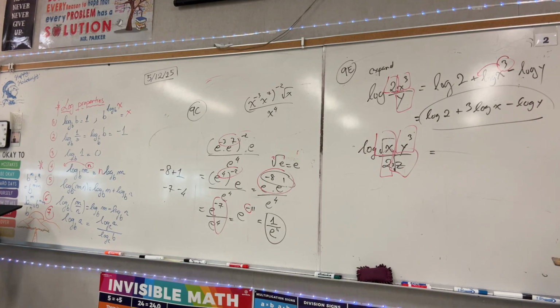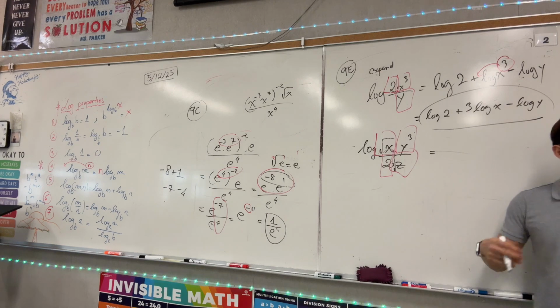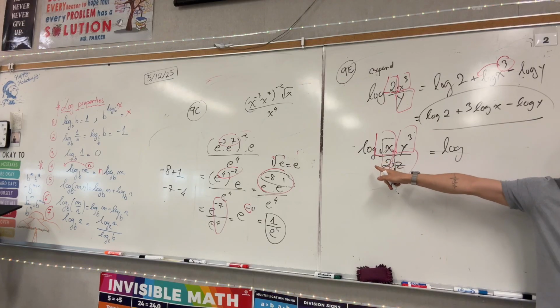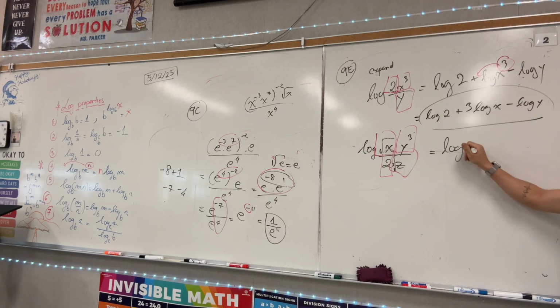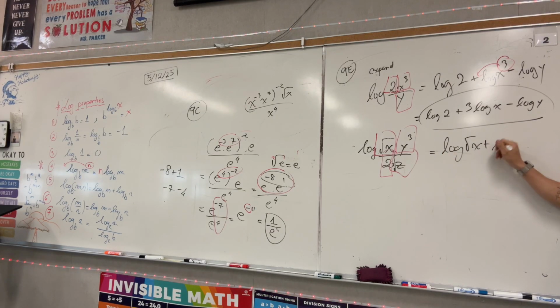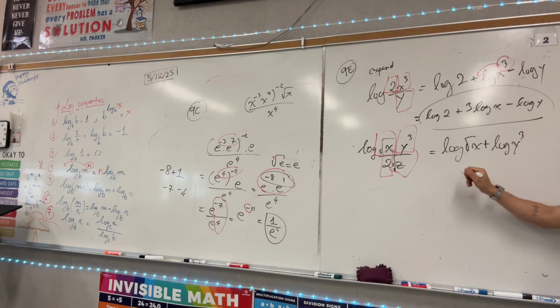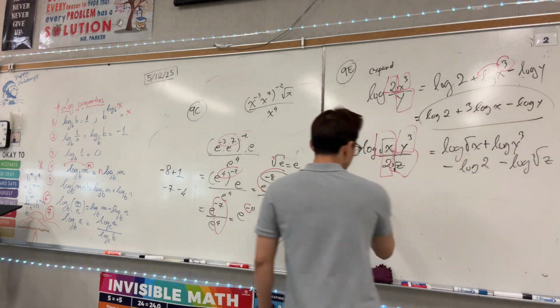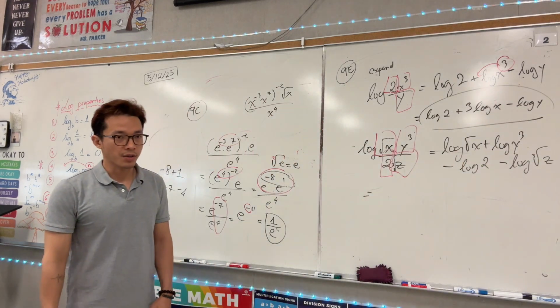Same rule. Whenever you see it on the top, put the plus, and bottom minus. Oh, by the way, what is the base? Base 10. Good. Okay, log square root of x, because this is on the top, so it's positive. What next? Plus log y cubed. And then minus log 2. And minus log of cube root of z. Now are you finished? No, you're not finished yet. You need to take care of the power.